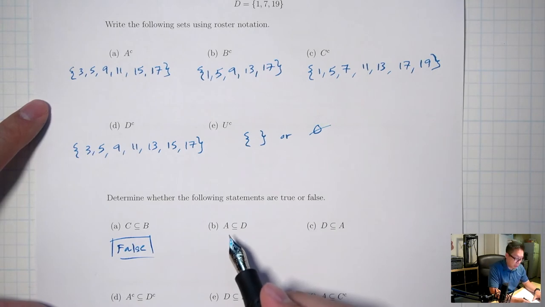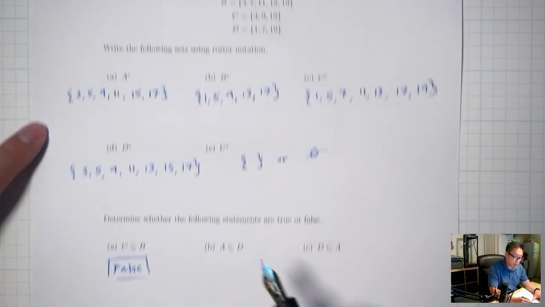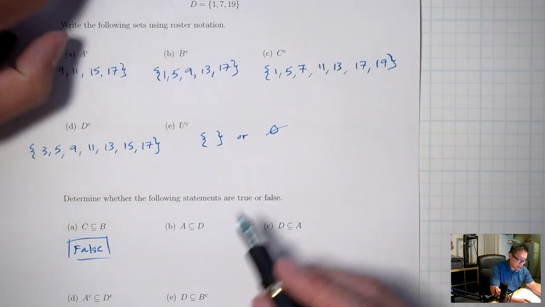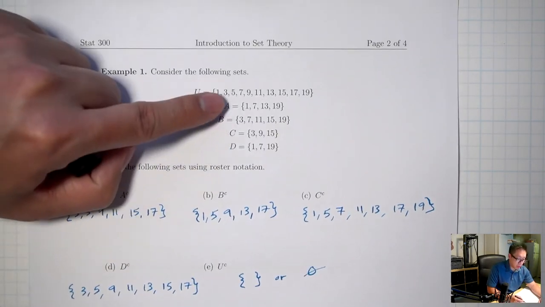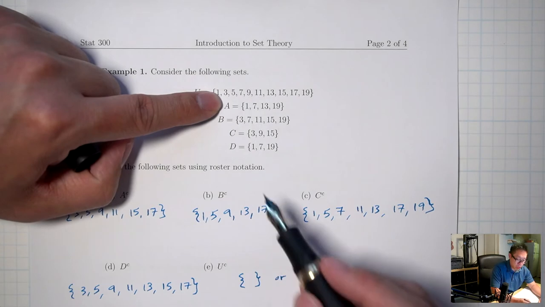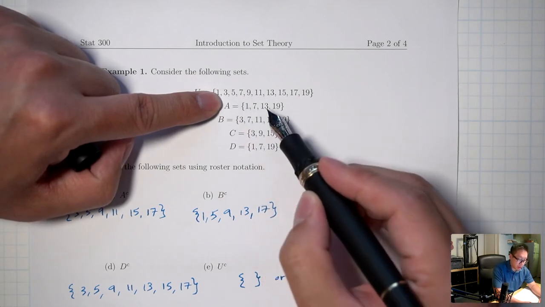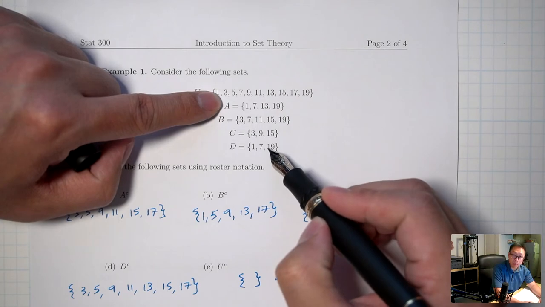Next up, A subset of D. So start with the set on the left, which is A, and ask yourself, is everything in A also in D? Okay, start with the set on the left and just go through and check. Is 1 in D? Yes. Is 7 in D? Yes. Is 13 in D? No. So this is false.